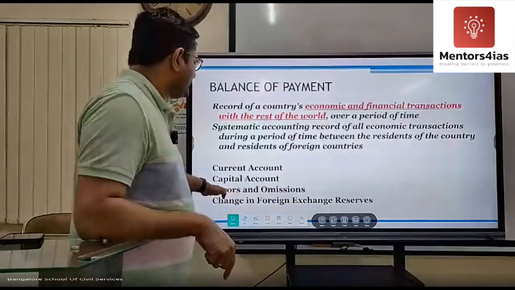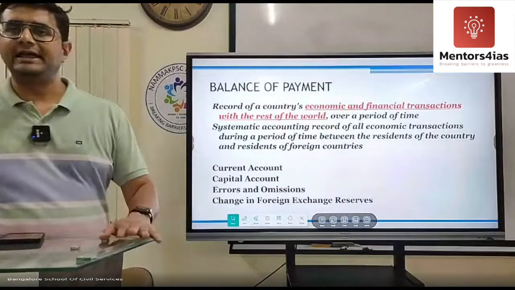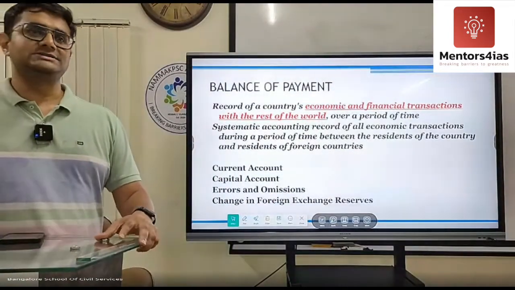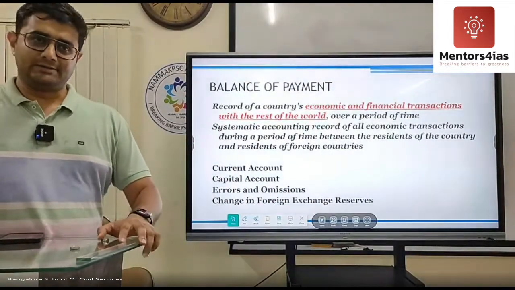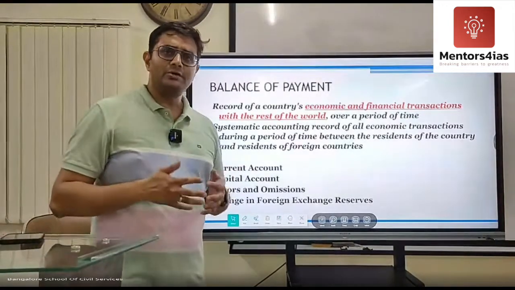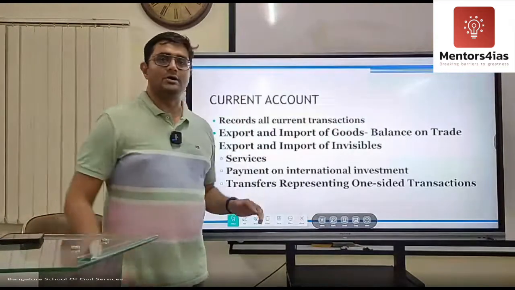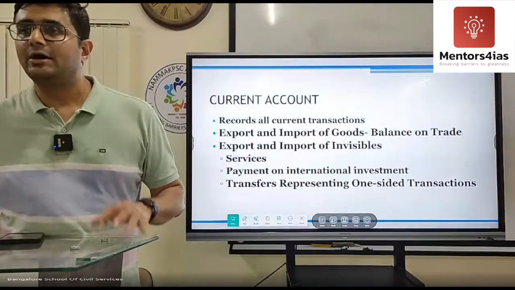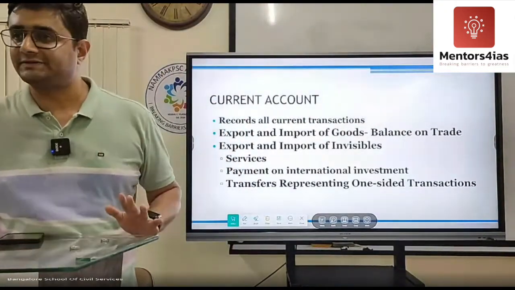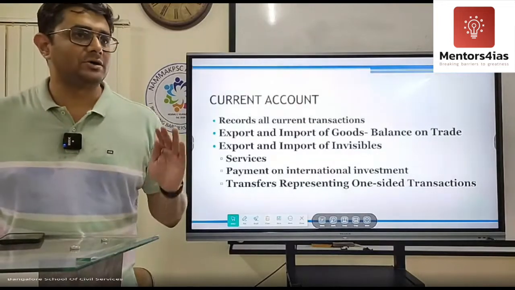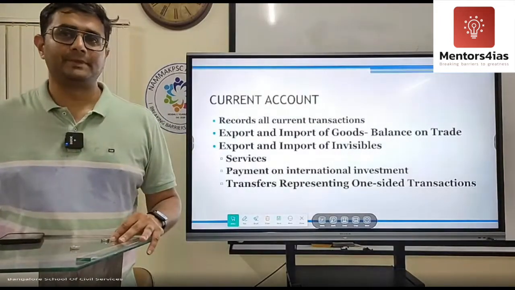The other one, errors and omissions, is part of any accounting process where there are changes that happen after the accounting process. Let's not worry about that. So what is this current account? It tracks all current transactions.